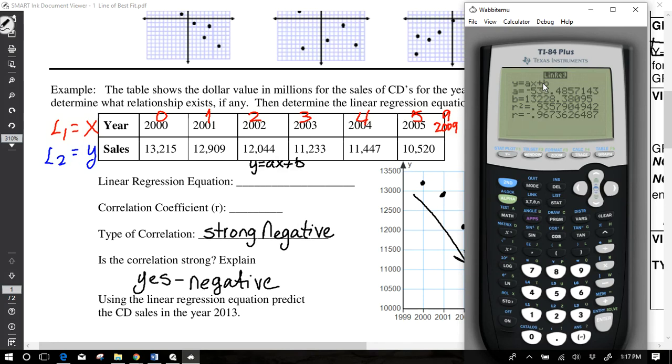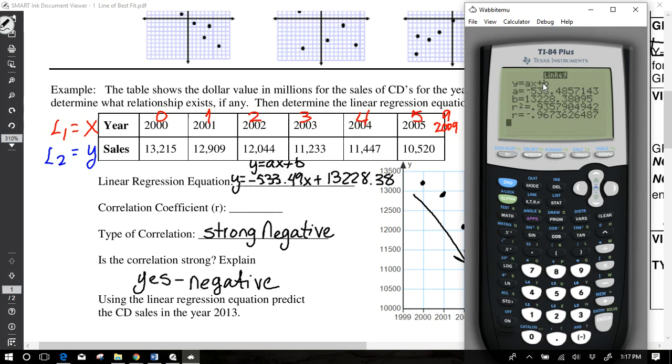And so the equation I have is y equals negative 533.49x, I'm going to round to 2 decimal places, plus 13,228.38. The reason I chose to round to 2 decimal places is because we're talking about money. All right, so that's my equation.